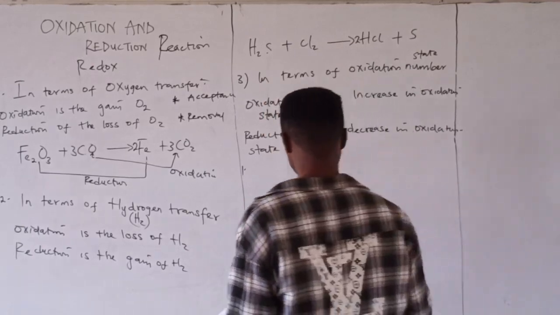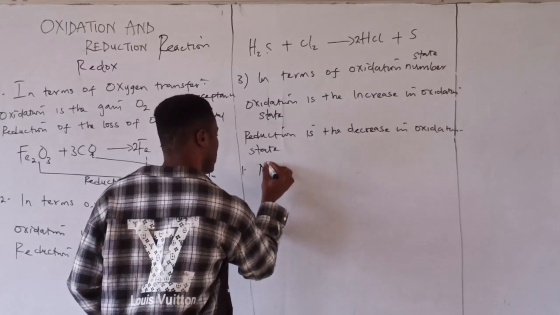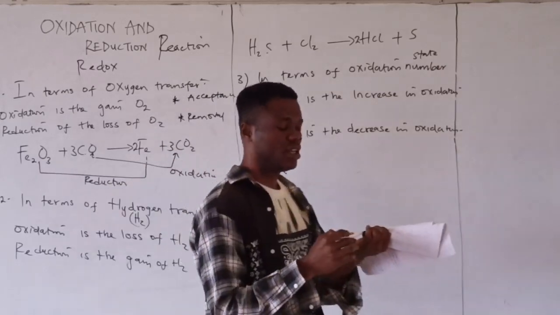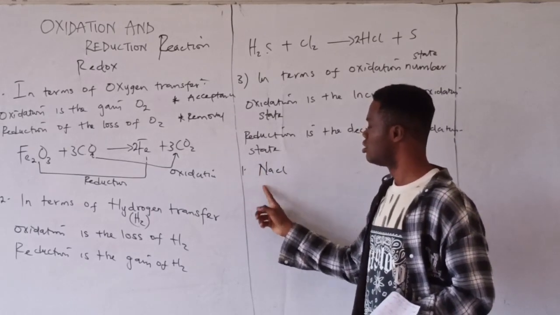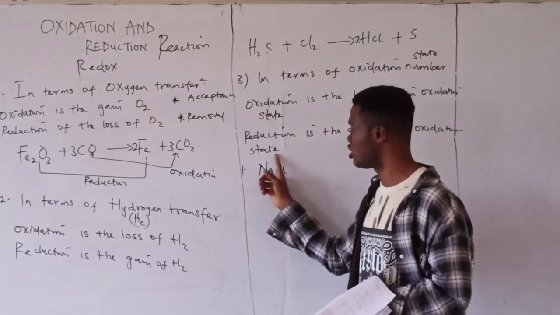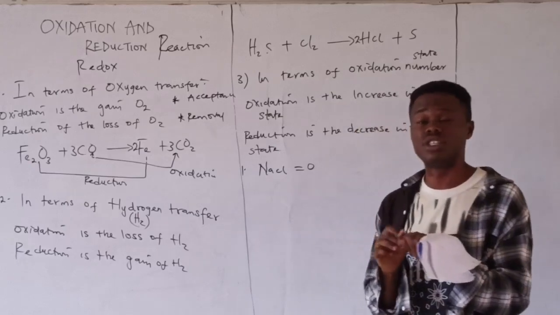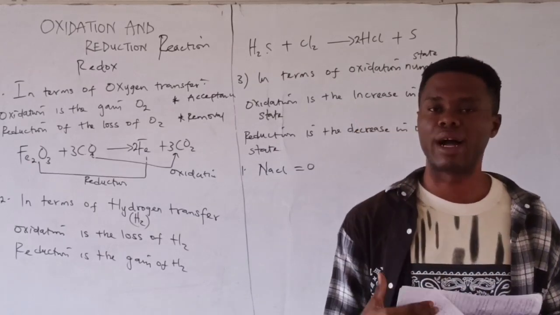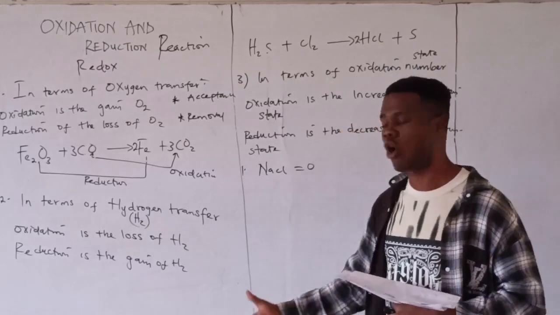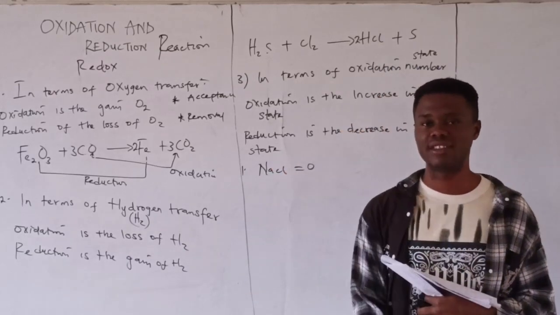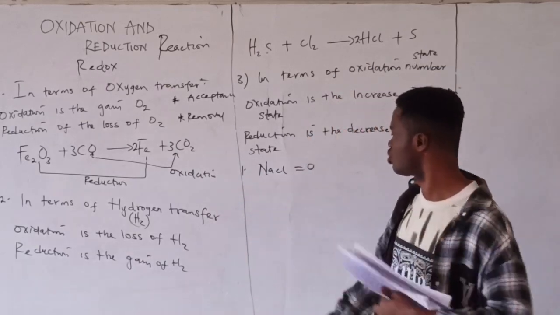So when you have a compound like sodium chloride, the overall oxidation number, the overall charge, is equal to 0. How do I know it's equal to 0? Remember I told you that oxidation number can be determined by the algebraic sum of the individual charges. The overall sum of the individual charges will give you the oxidation number.